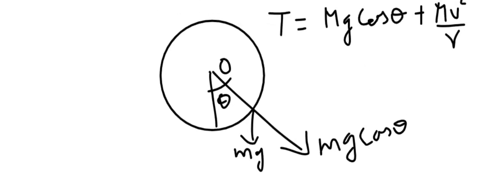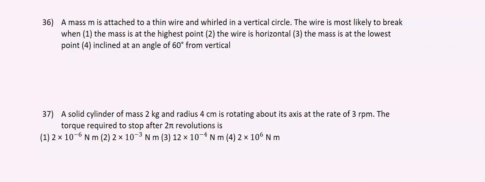Now, tension is maximum when cos theta is 1, that is, cos 0 is 1. So that means when theta is equal to 0, it will be at the lowest point. So you can see that tension is maximum at the lowest point when theta is equal to 0. So which option is correct? Option: mass is at the lowest point. So option 3 is correct.